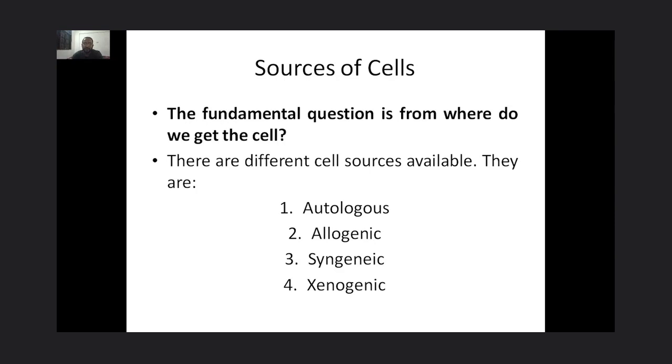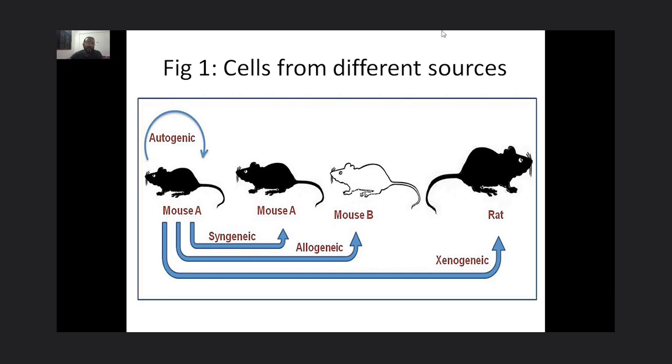So, source of the cells. There are 4 different sources of cells. The source of the cell is a fundamental question: from where exactly are you going to get the cell? Okay, so autologous is from the same person, allogenic from a different person, syngenic again from a different person of this kind, and xenogenic from a different species. This is how we have depicted it in the picture.